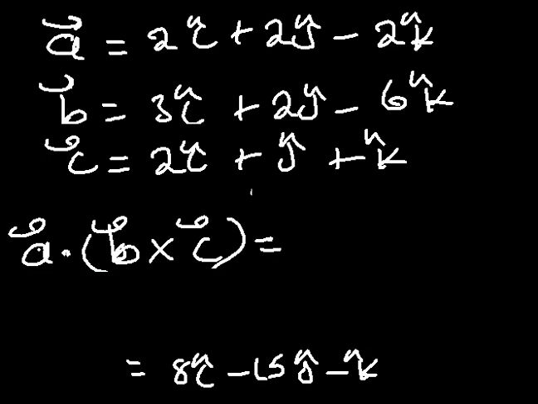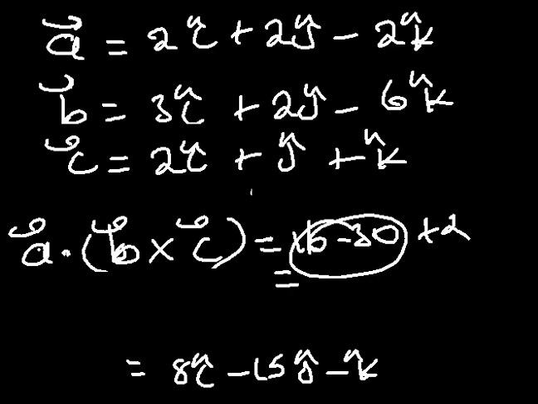Then we'll have the dot product between vector A and this other vector. In this case we'll have 2 times 8, that will be given as 16, and 2 times negative 15, we'll have it as negative 30, and negative 2 times negative 1 we'll have as a positive 2. So we'll have 16 minus 30, that is negative 14, plus 2, that will be given as negative 12.